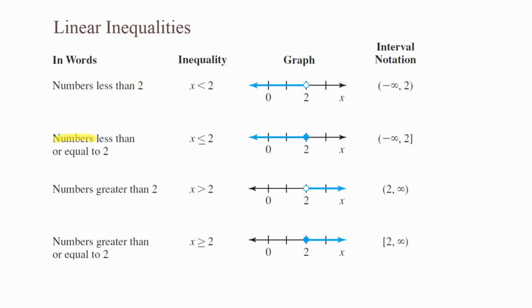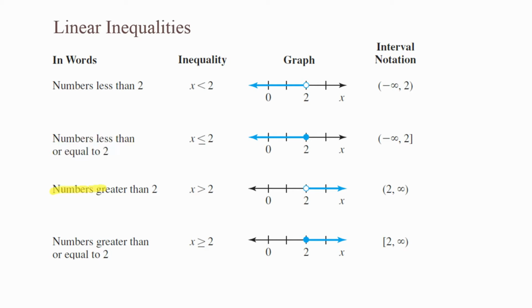Numbers less than or equal to 2 are written as an inequality with the less than or equal to symbol where the point is towards the x and we have a line. That means on our graph, the dot will be solid over 2. We're still shading to the left. The interval notation still starts with negative infinity, so we have open parenthesis, negative infinity, comma 2. This time we have a bracket at the end.